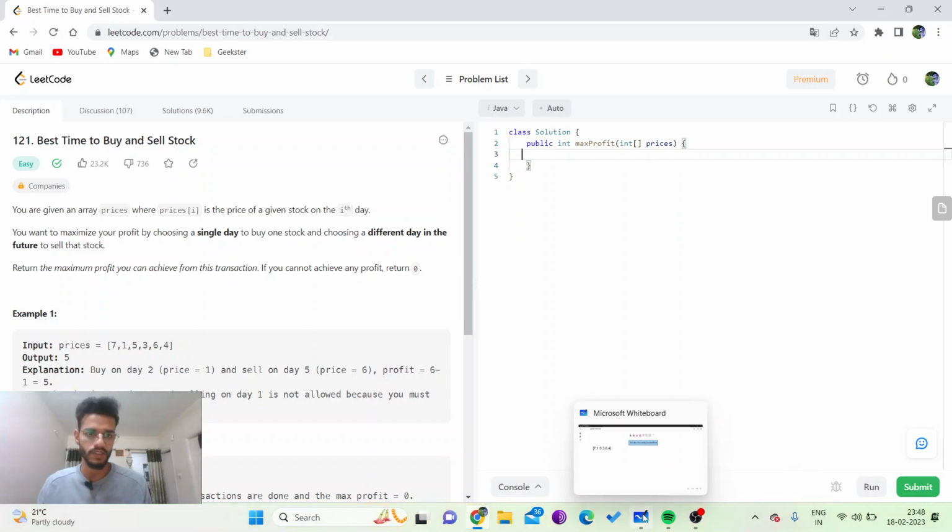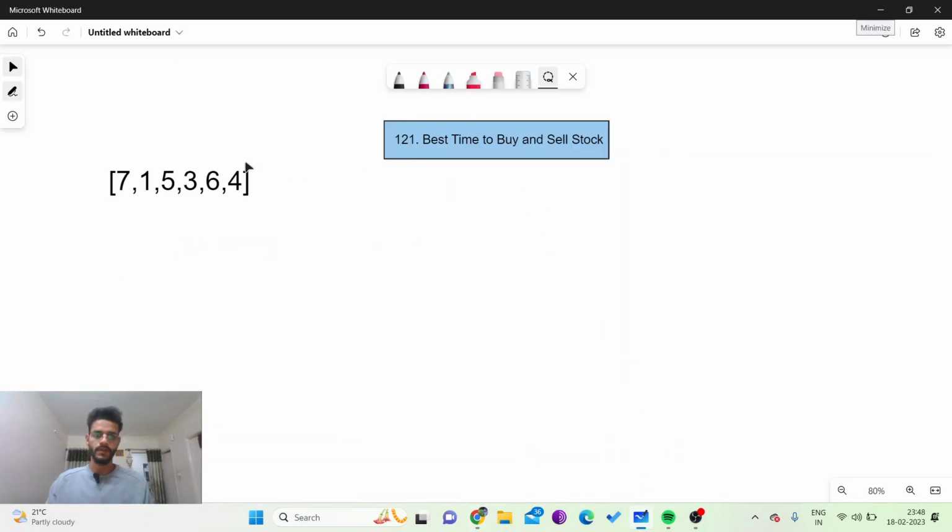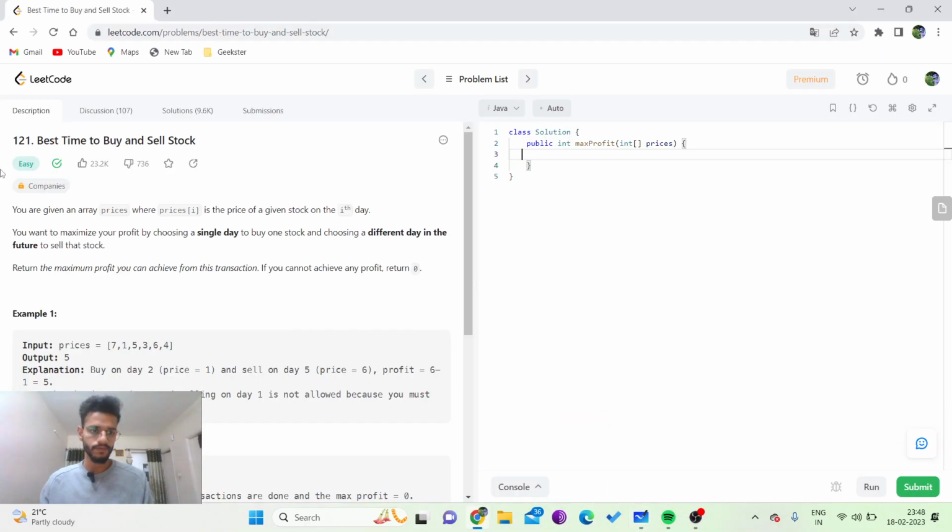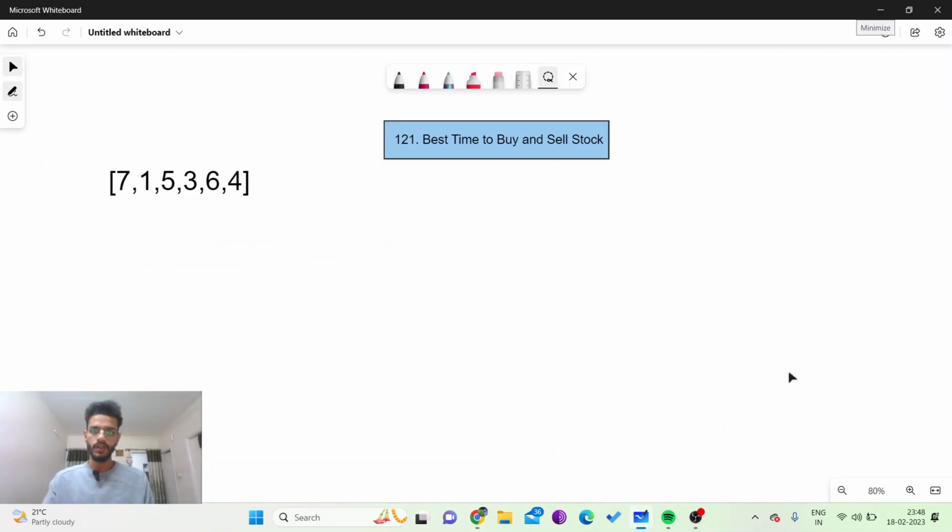Let's see one example. Here I have taken the same example which is given here: 7 1 5 3 4 6. Let's see how we are going to do it. We are going to do it in O(n) only, iterating over this array, so we will get the answer in time complexity of big O of n.